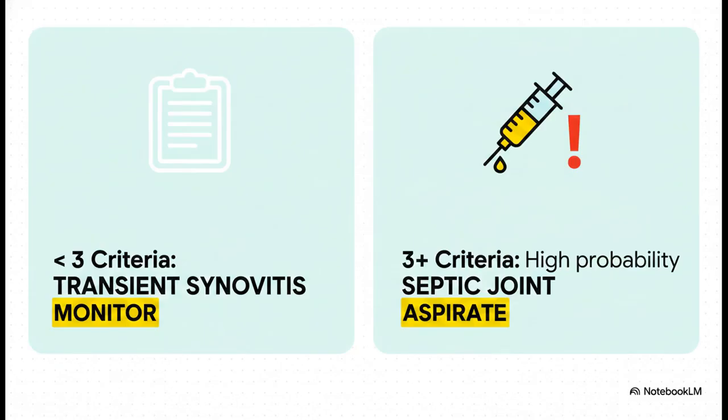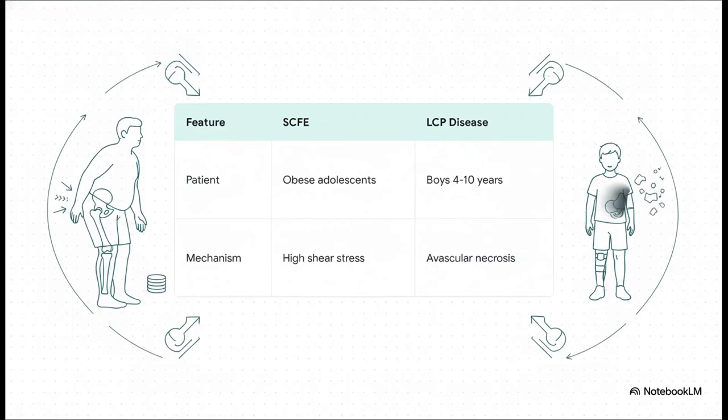Notice the variance here. An identical presentation diverges entirely based on crossing that strict Kocher threshold. Less than 3 criteria, you're likely looking at post-viral transient synovitis, and you can safely monitor them. But 3 or more, you must assume it's a septic joint and aspirate immediately. Moving on to epiphyseal disruptions.